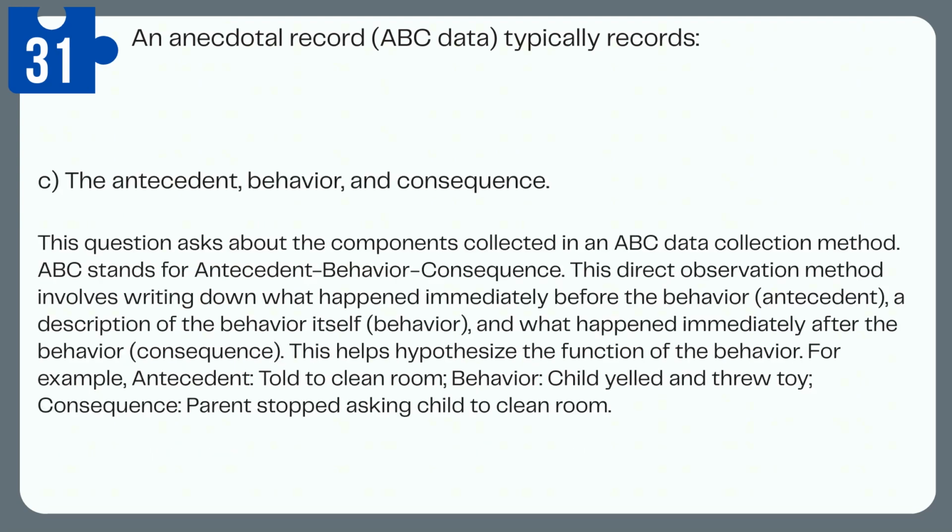Answer C. The antecedent, behavior, and consequence. This question asks about the components collected in an ABC data collection method. ABC stands for Antecedent Behavior Consequence. This direct observation method involves writing down what happened immediately before the behavior, antecedent; a description of the behavior itself, behavior; and what happened immediately after the behavior, consequence. This helps hypothesize the function of the behavior. For example, antecedent, told to clean room; behavior, child yelled and threw toy; consequence, parent stopped asking child to clean room.